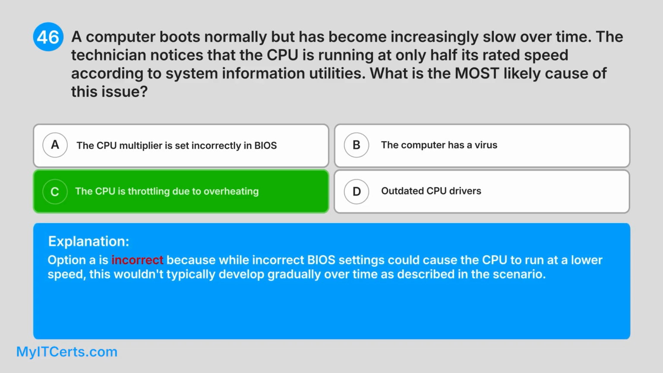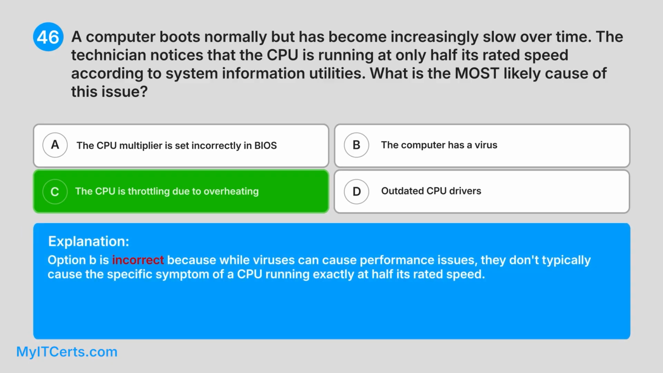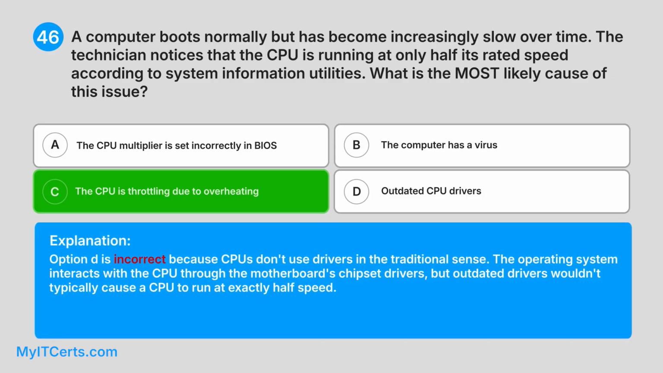Option A is incorrect because while incorrect BIOS settings could cause the CPU to run at a lower speed, this wouldn't typically develop gradually over time as described in the scenario. Option B is incorrect because while viruses can cause performance issues, they don't typically cause the specific symptom of a CPU running exactly at half its rated speed. Option D is incorrect because CPUs don't use drivers in the traditional sense. The operating system interacts with the CPU through the motherboard's chipset drivers, but outdated drivers wouldn't typically cause a CPU to run at exactly half speed.